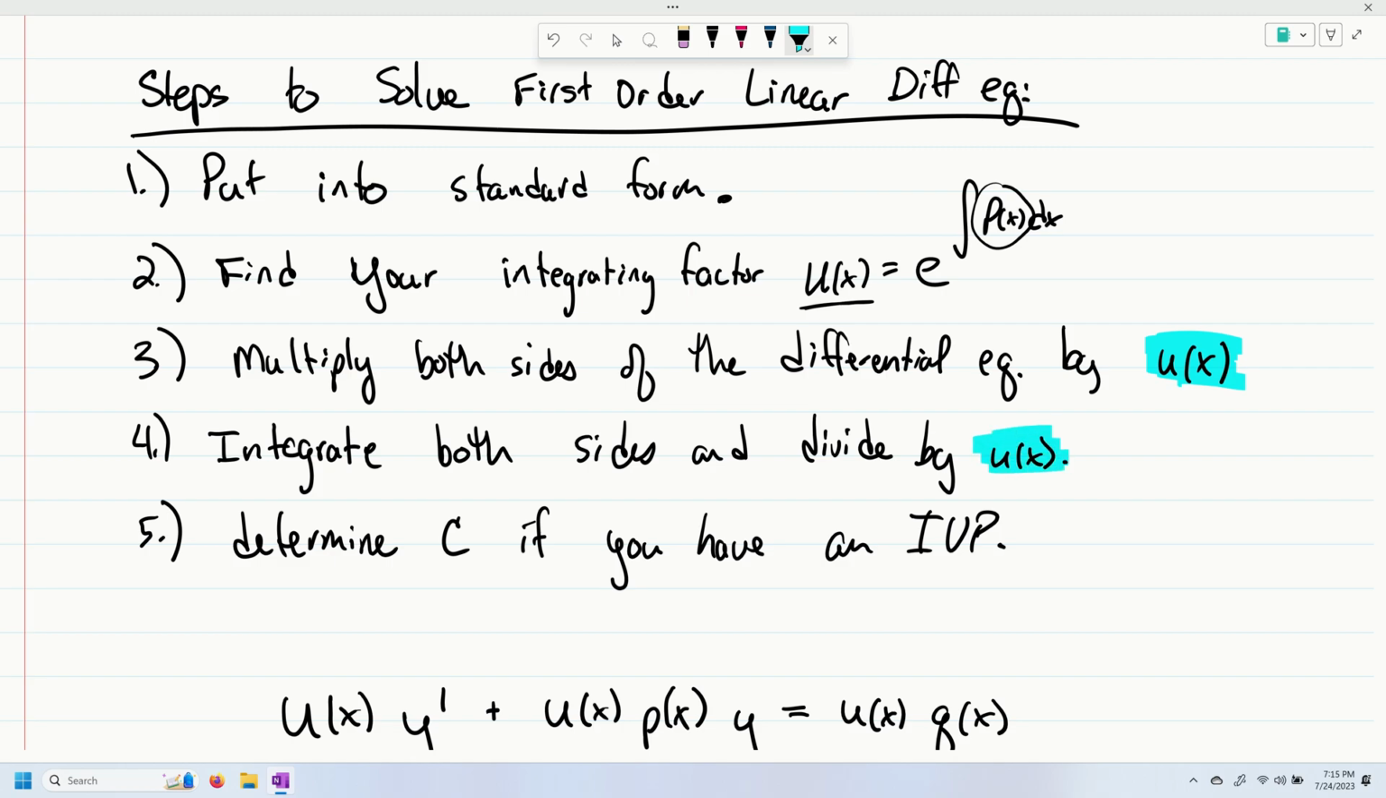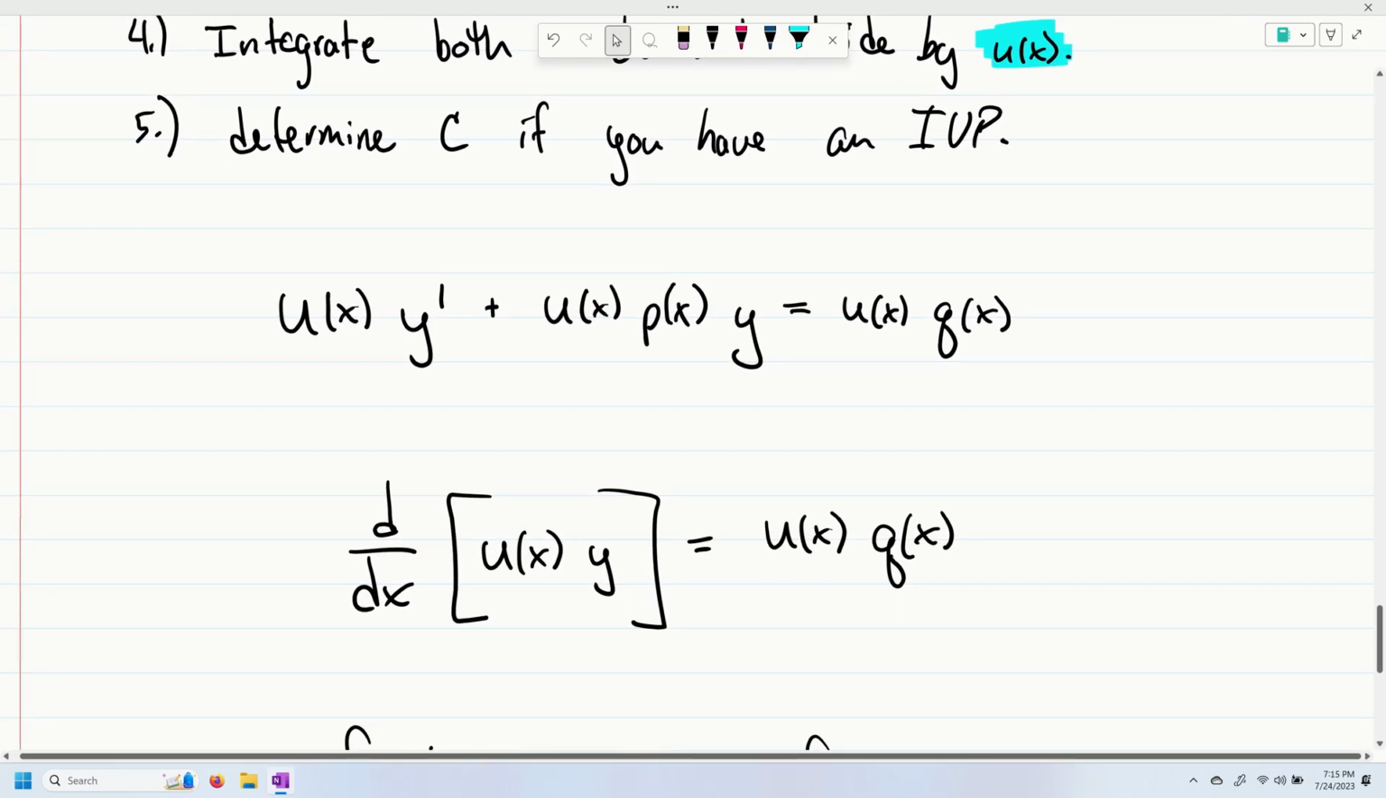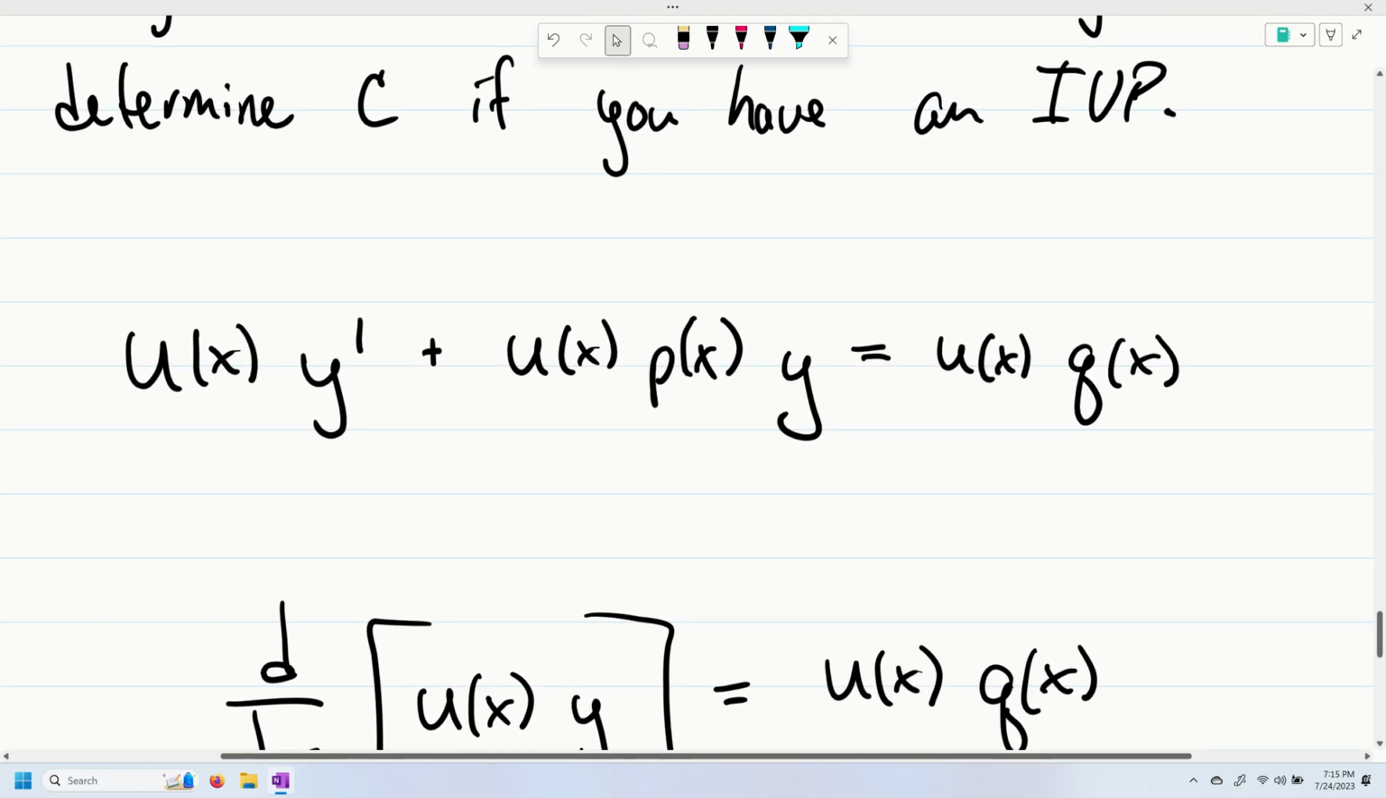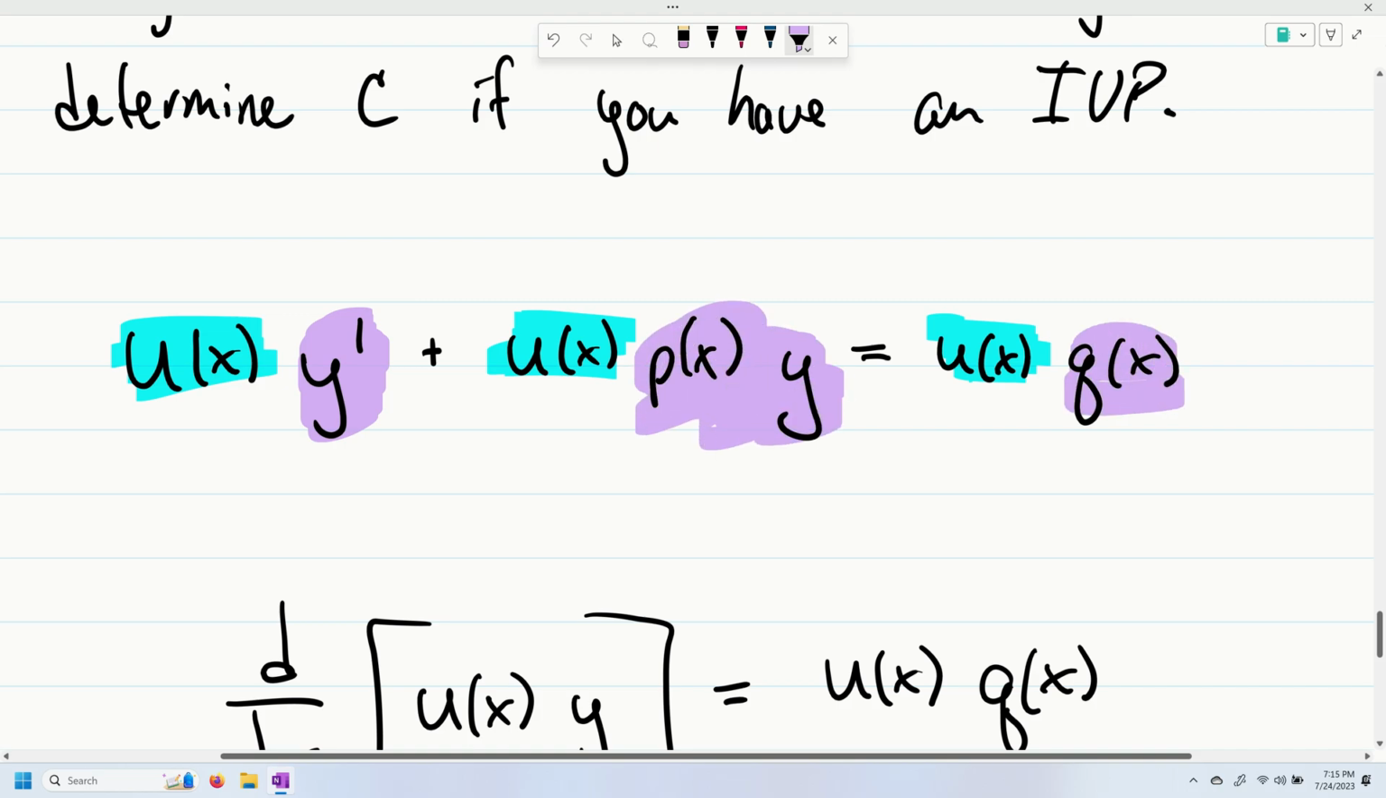All right. Now this step, step 4, probably makes no sense right now, and that's okay. I'm going to show you. And then in step 5, you're going to determine C if you have initial conditions. So at the end of the day, here's what we have. In this first step here, notice I multiplied everything by u of x. That's right here. Highlighted in this nice purple color is my standard form of my first order differential equation.